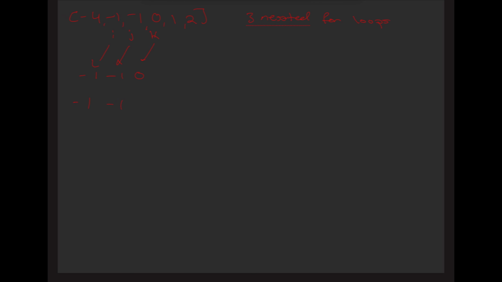k is also being incremented, so it's a 1. So this is just going to equal a -1. And then k is being incremented. It's all the way down here now at this point. And -1, -1 plus 2, and that equals 0. So here we have found our first unique values that add up to 0. So we're going to append this. I think we're going to call it result.